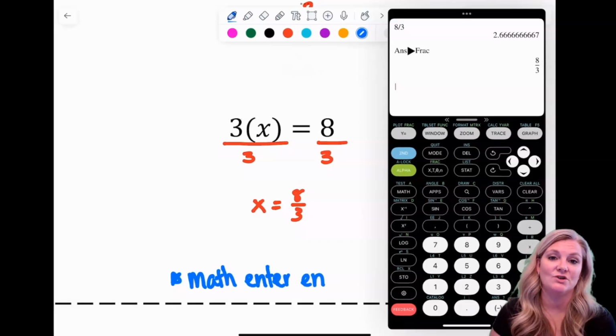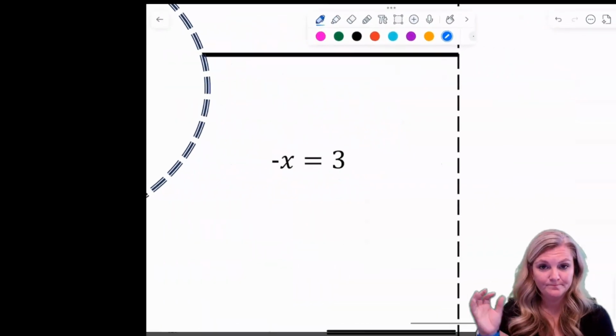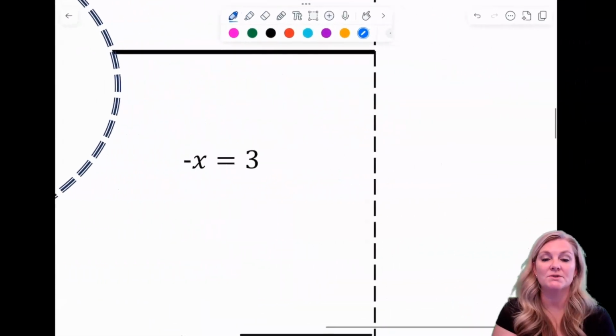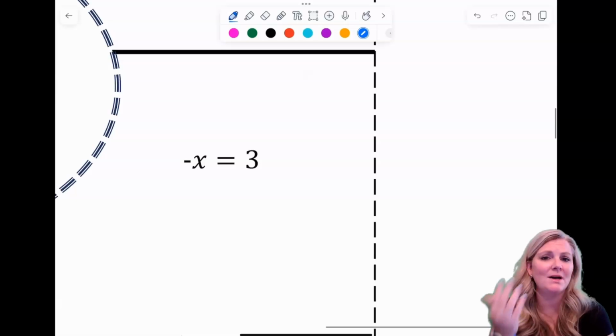It is math, enter, enter. All right, now this one. I have negative x equals 3. Again, you might be thinking, I already know what this is. Yay, I'm very happy for you.